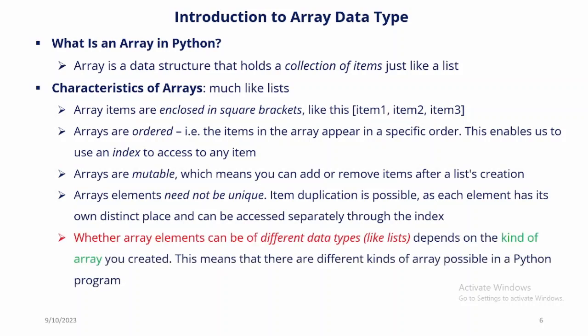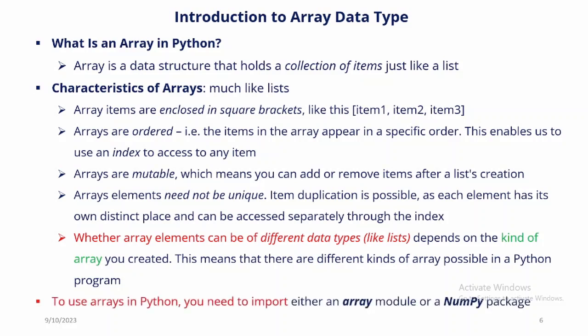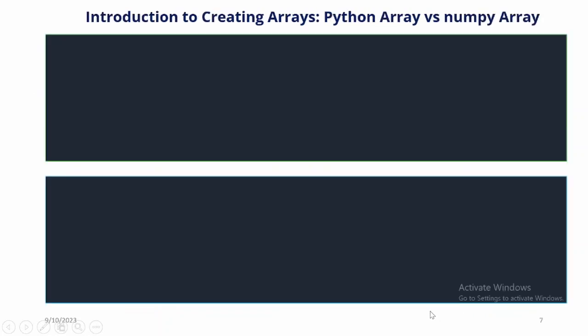However, whether array elements can be of different data types, like lists, depend on the kind of array you created, which means that there are different kinds of arrays that are possible in a Python program, and we'll see them as we progress. To use arrays in Python, you need to import either an array module. Later on we'll learn about modules, what they mean. Or you will import a NumPy package.